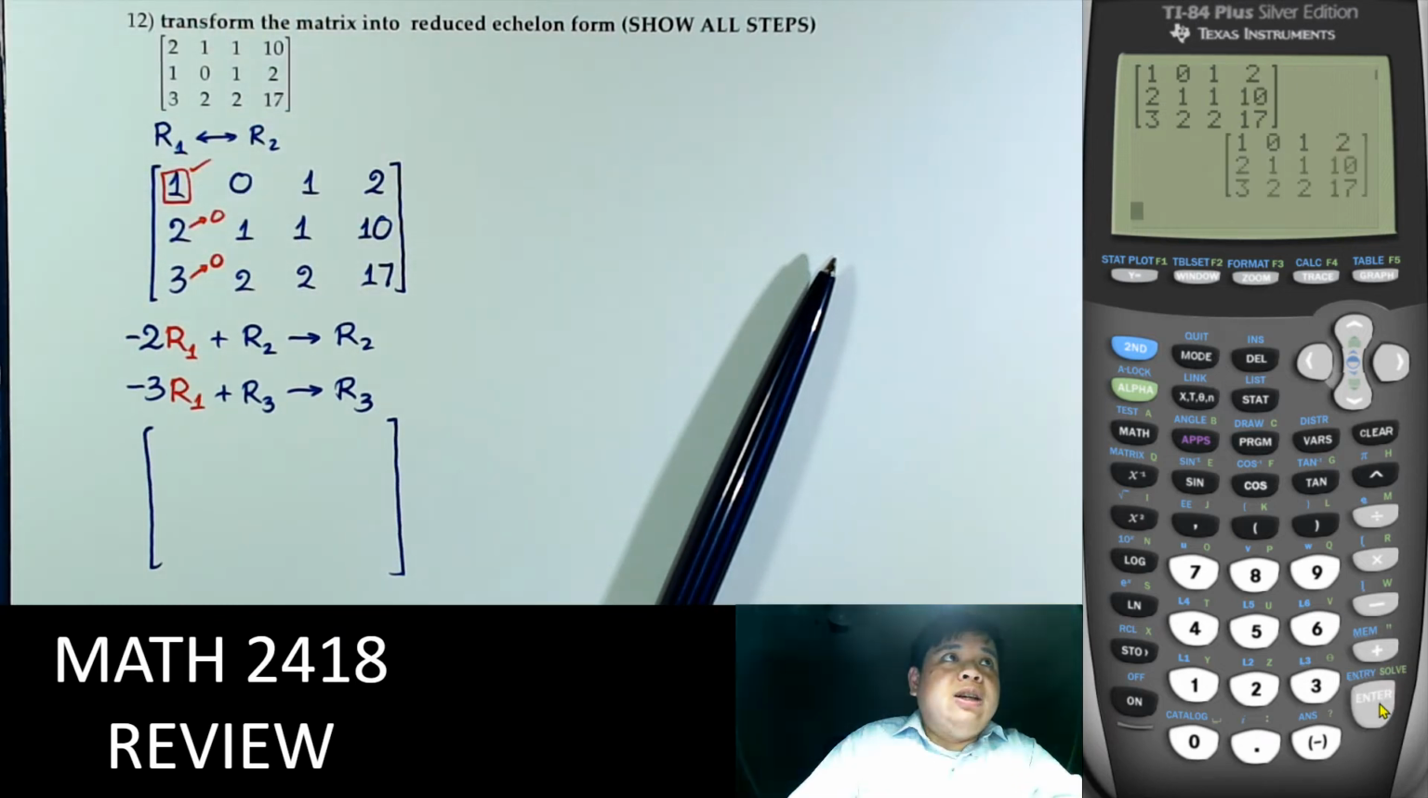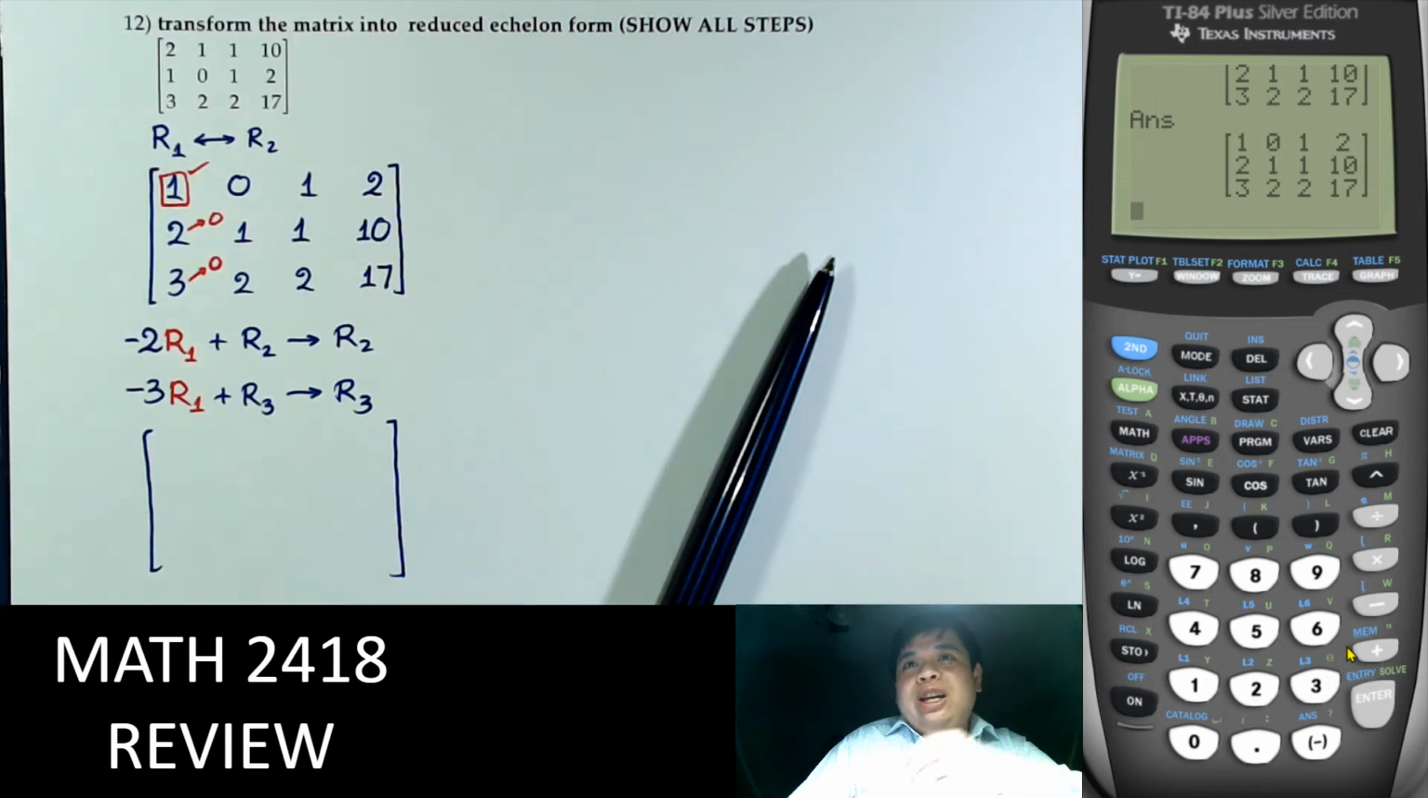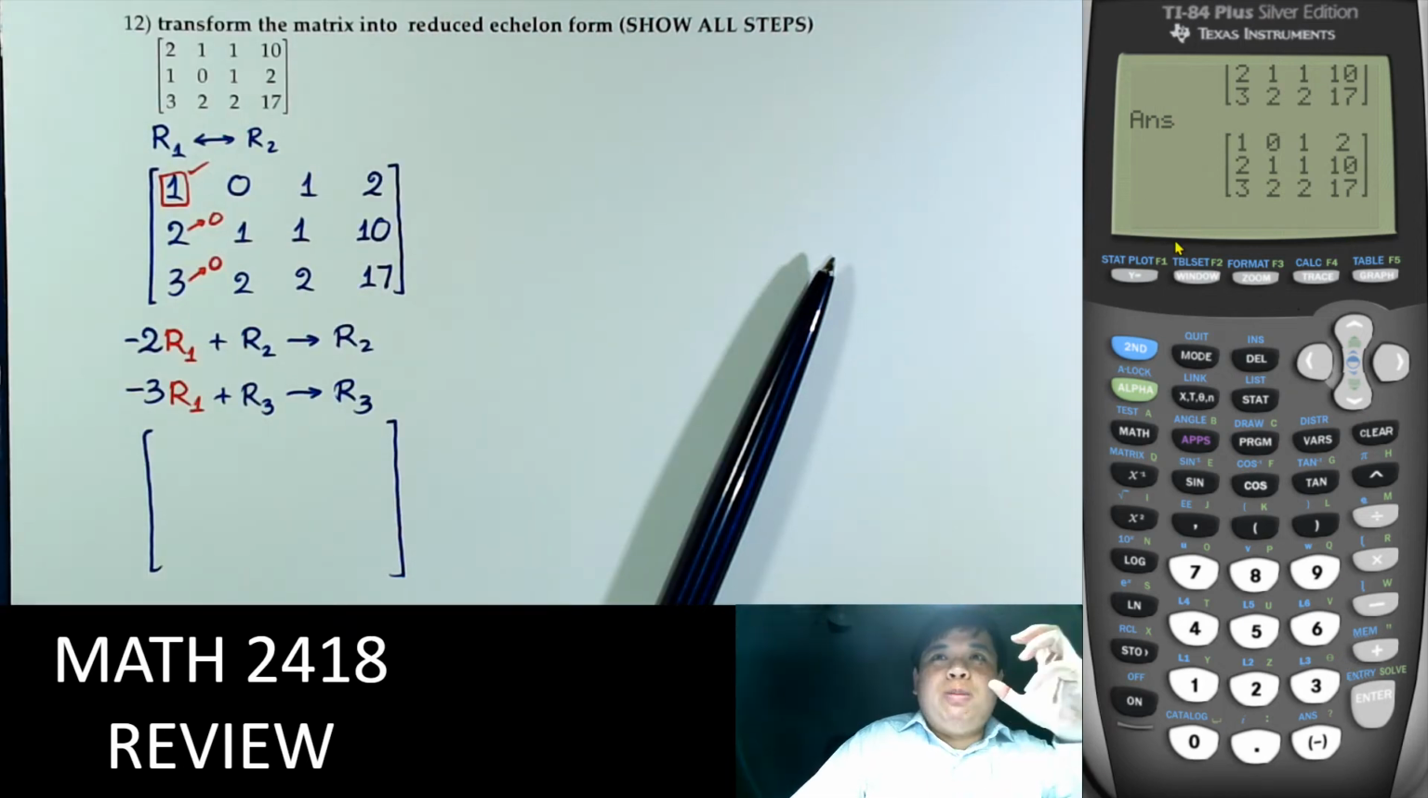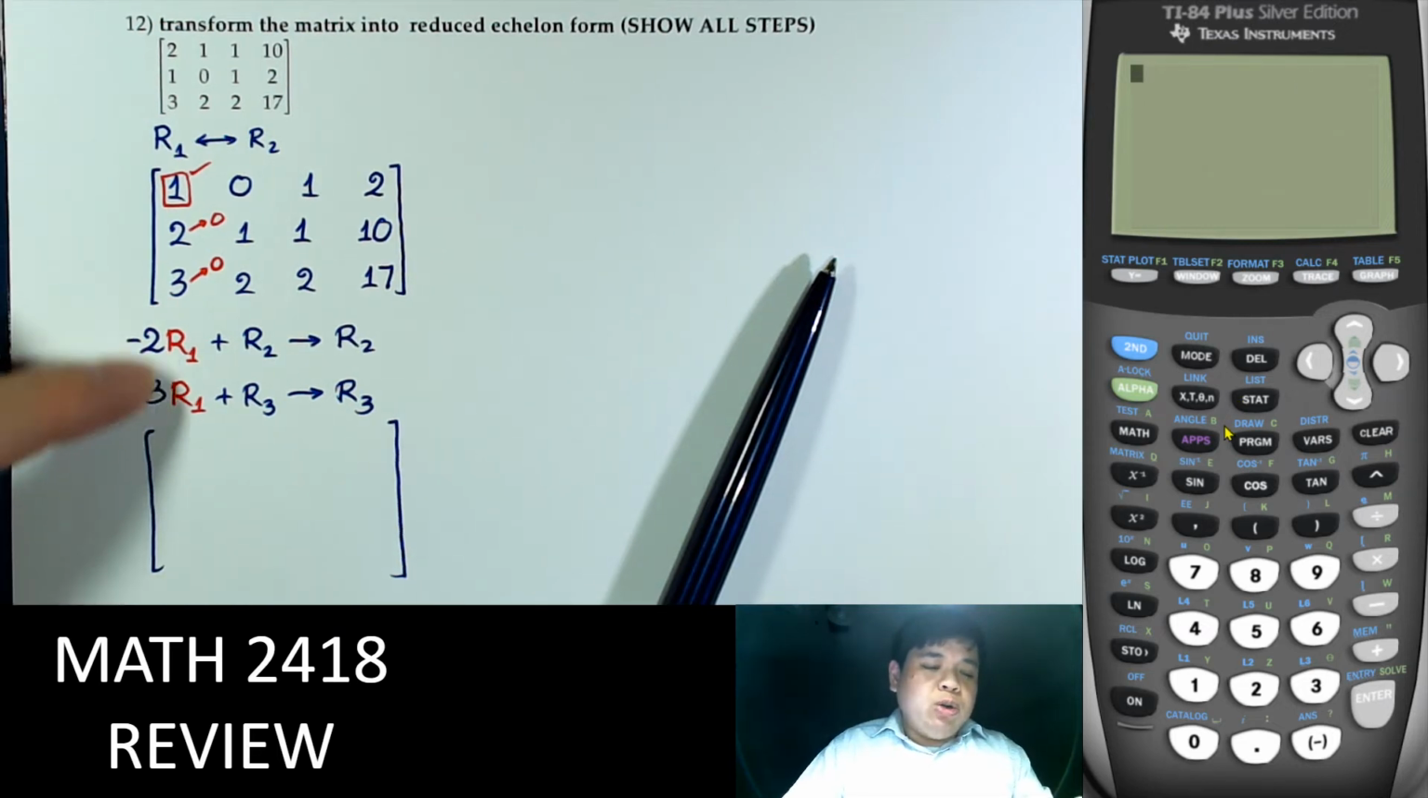Now if we hit enter, that's what we have. Now let's check. If you hit second answer, of course that's the last matrix we have. So by this process, we don't even have to store that into A or B. Just store the matrix, hit enter. It will store to the answer, the last answer. So that's much better than having to store that somewhere, right?